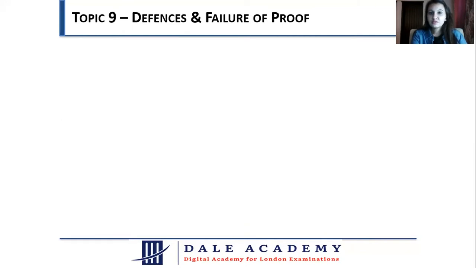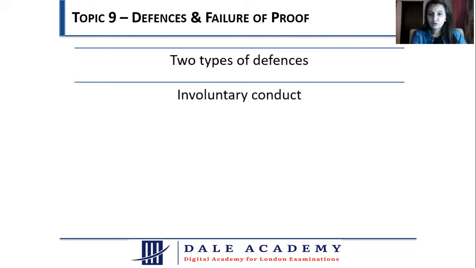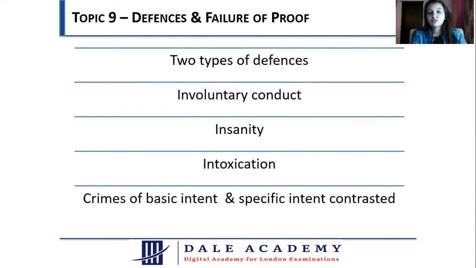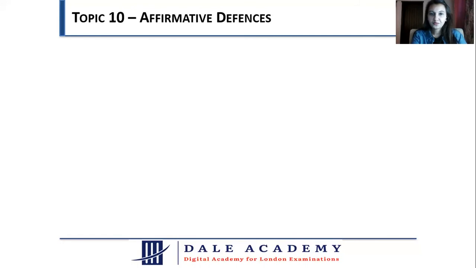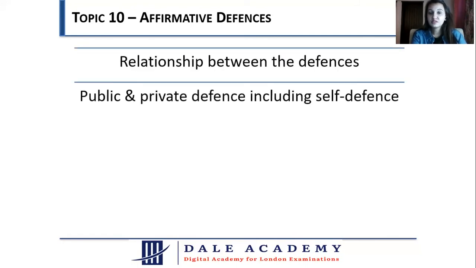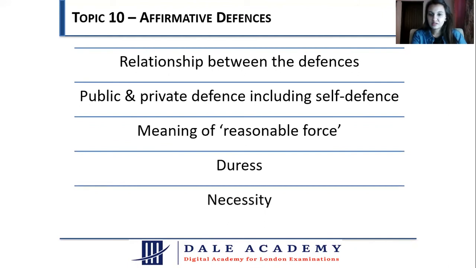We'll then be looking at defences and failure of proof. There are two types of defences: involuntary conduct, insanity, intoxication, crimes of basic intent, and specific intent, which are contrasted. We'll be looking at affirmative defenses, the relationship between the defenses, public and private defense, including self-defense, meaning of reasonable force, duress, necessity.